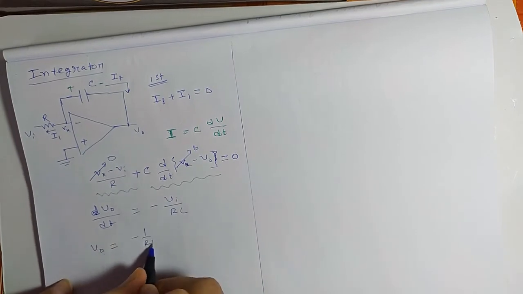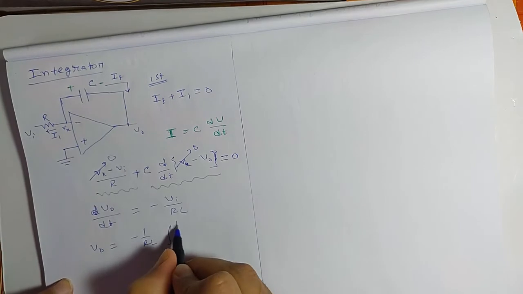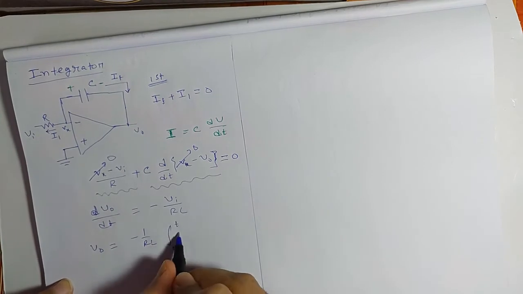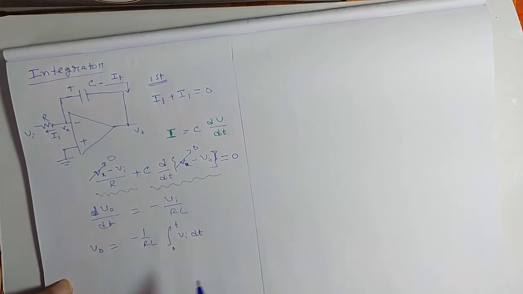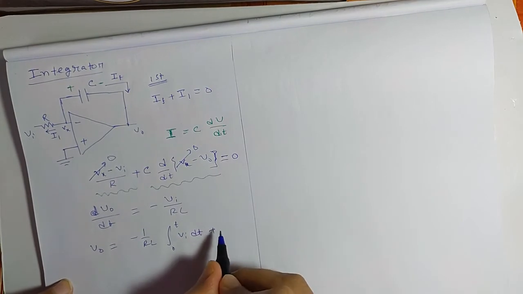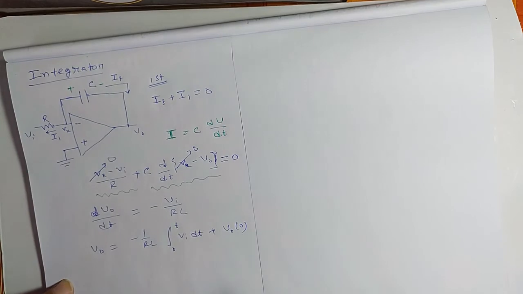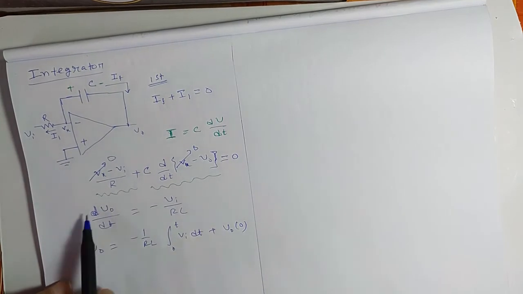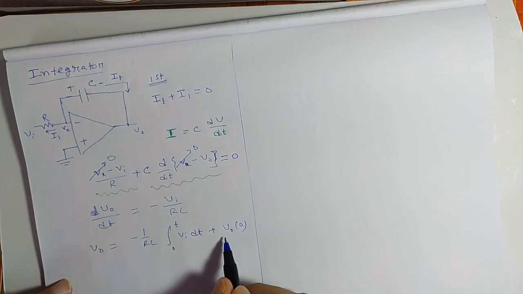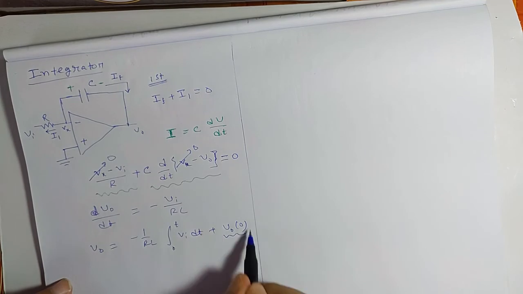So you can write dV0/dt equals minus Vi by RC, or you can write V0 equals minus 1 by RC integral from 0 to t of Vi dt plus some voltage, that is V0(0). Now see, you can write V0 in terms of this integration form, but that last part is due to the initial capacitor voltage.